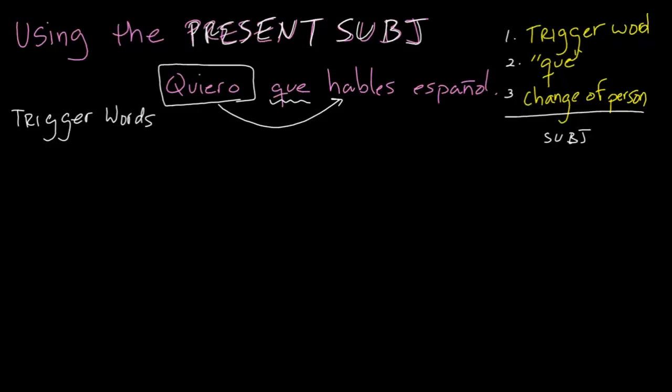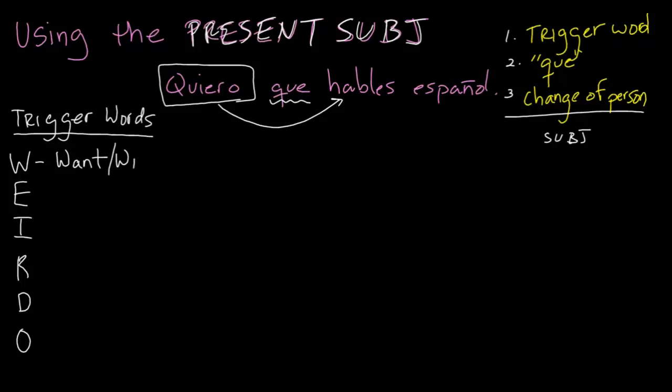And trigger words will always be verbs. A teacher friend of mine gave me this acronym, WEIRDO, and this includes a whole bunch of different trigger words. She said if you can remember these, or synonyms of these words, then that'll help. So W is if we have a verb that is a want, a wish, or a desire.